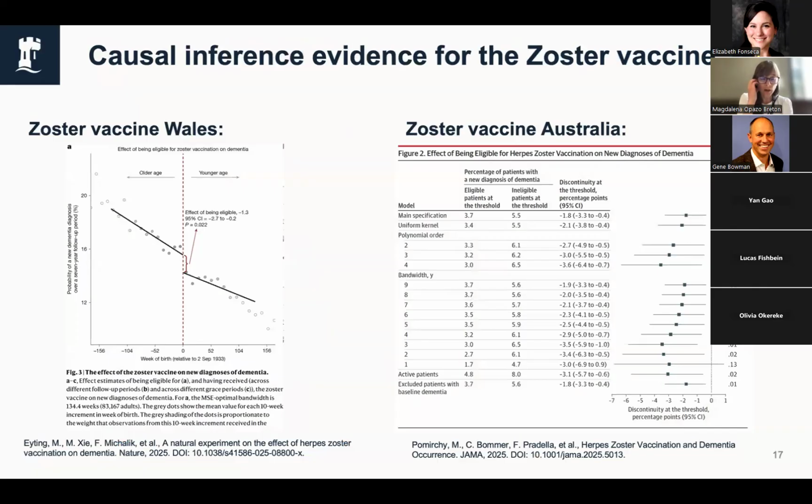And as I mentioned before, I would like this to contribute to other literature on immunization and dementia, which has also used causal inference methods, in particular from economics. So these two papers, one from Wales, one from Australia, have used regression discontinuity design and the natural experiment of the date of eligibility for vaccination to zoster vaccine to estimate the effect of zoster vaccine on dementia diagnosis, and they have provided strong evidence. So hopefully, I will be able to contribute to this literature when I get the results.